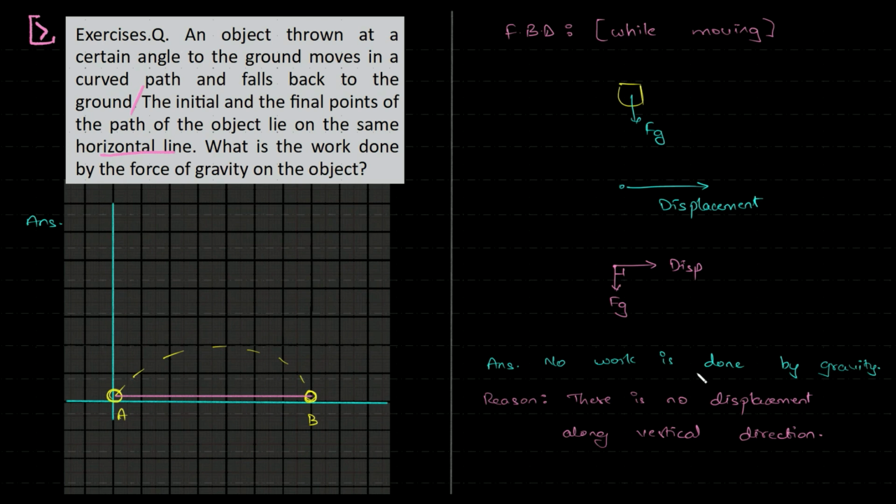No work is done by gravity. The reason being there is no displacement along the vertical direction. Very simple, straightforward answer. Of course, if you want to talk about angle and all of that and all of this detail, it's left to you guys. Not an issue, but yes, this is your answer. Okay, so you can pause and you can have a look and copy it to a certain extent.